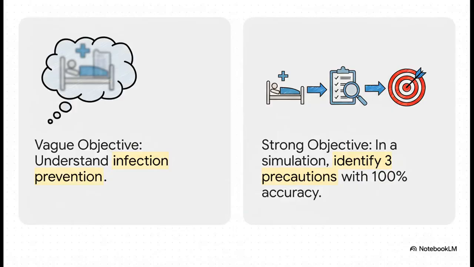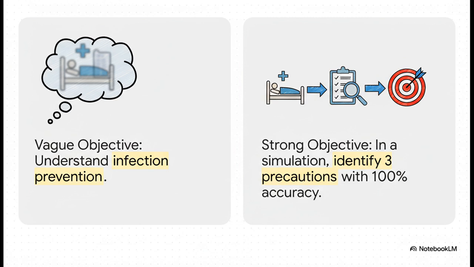Okay, let's really break this down, because this is a concept you are going to use every single day. Just look at the difference here. The vague objective, that's a wish. The strong objective, that's a contract. It has three key parts you've got to include.